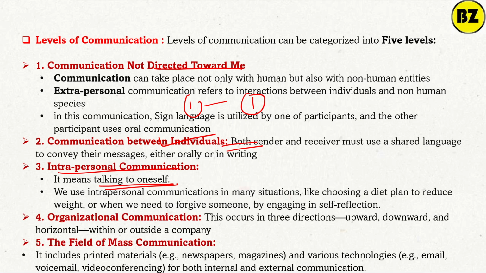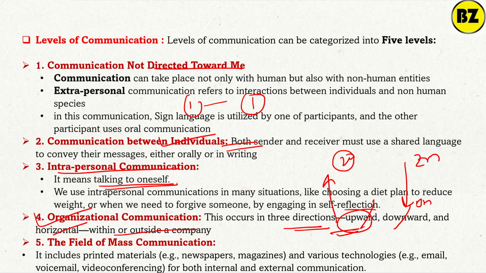Next is organizational communication. This occurs in three directions. It may be upward, downward, or horizontal, within or outside the company. It is very simple. Upward communication means, for example, a branch manager sends a mail to the zonal manager. Downward is the reverse, the zonal manager communicates with the branch manager. And horizontal means one branch manager sends a mail to another branch. This is horizontal communication.